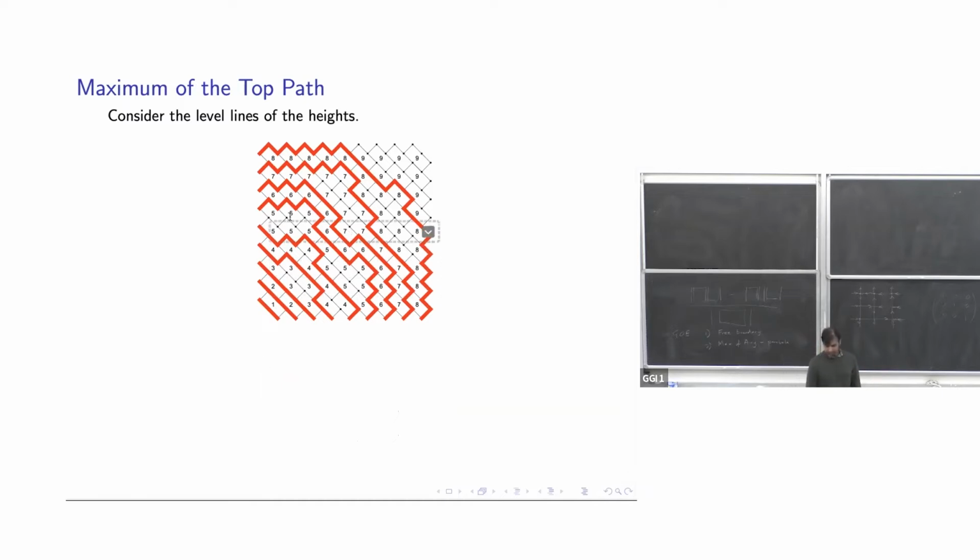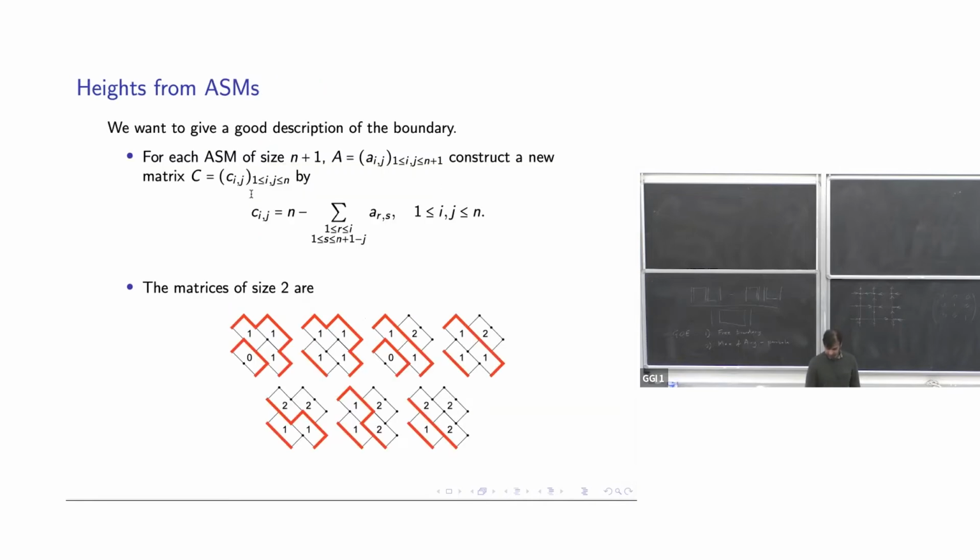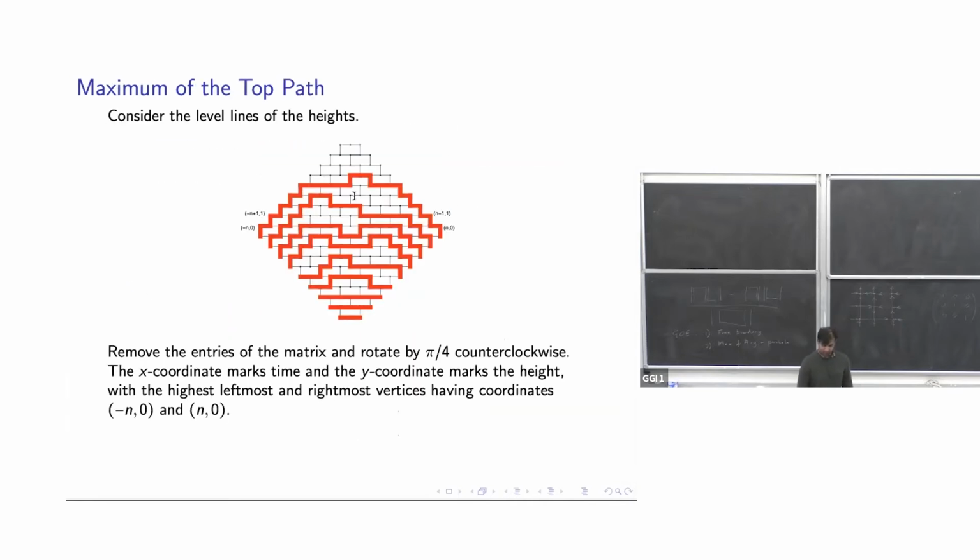Here is a size 9 alternating sign matrix, and I'm going to rotate it by 45 degrees. So I've just flipped the picture. And now I'm just going to introduce coordinates. I'm going to say that this vertex here has coordinate negative n, 0, and I'm going to assign Cartesian coordinates.